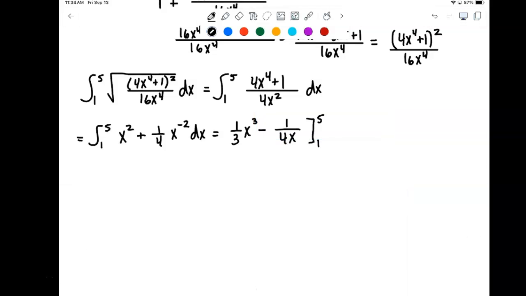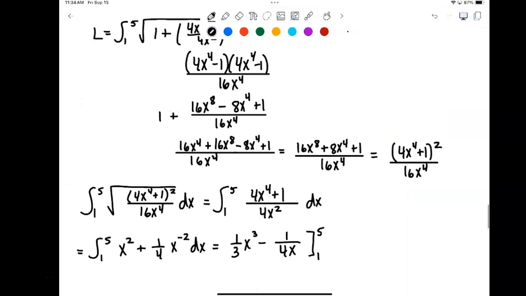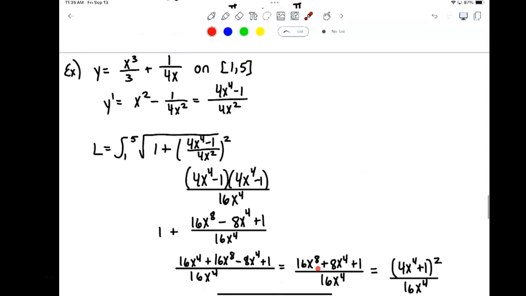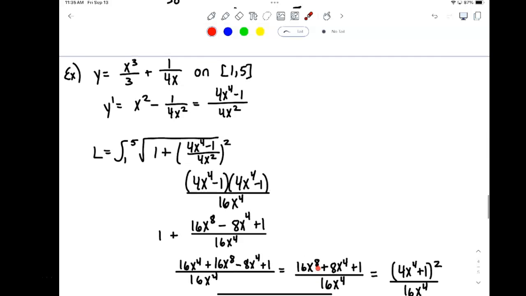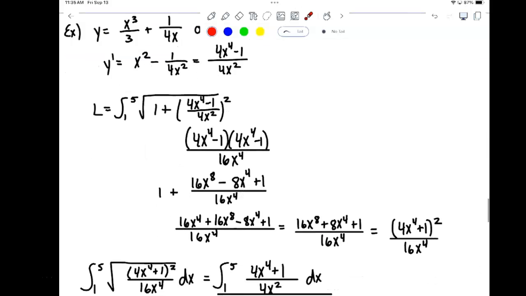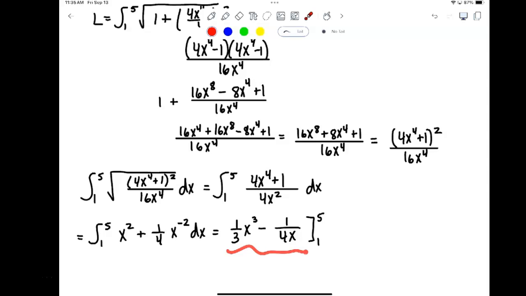So we have this really weird, unique function here that we're dealing with, where its arc length actually turns out to be very darn similar to the original function itself. Not exactly the same, but darn close to the original function itself. And then it's just a matter of evaluating that, plugging in 5, getting an answer, plugging in 1, getting an answer, and taking the difference.